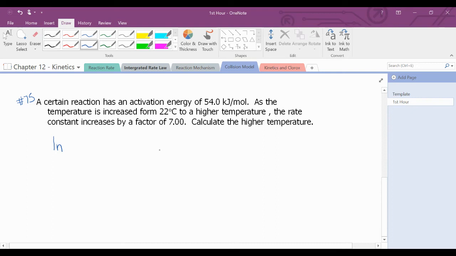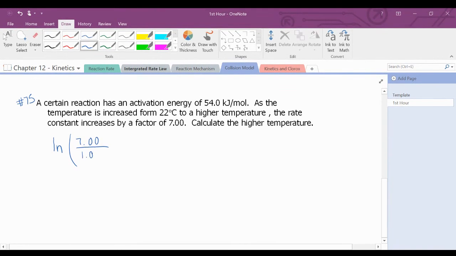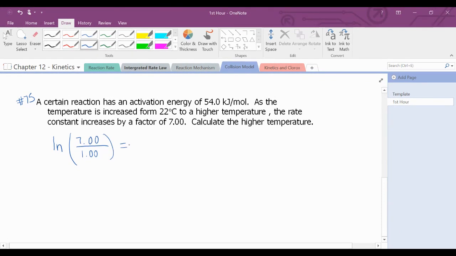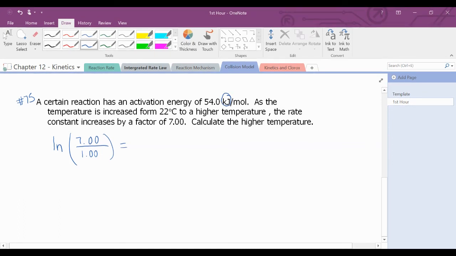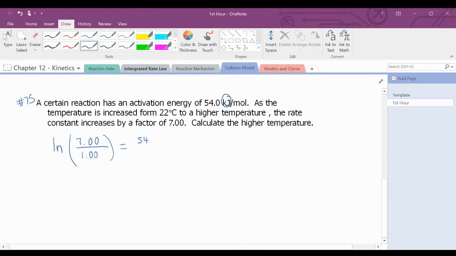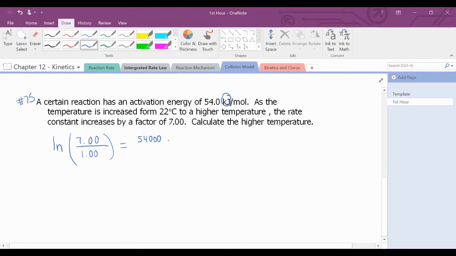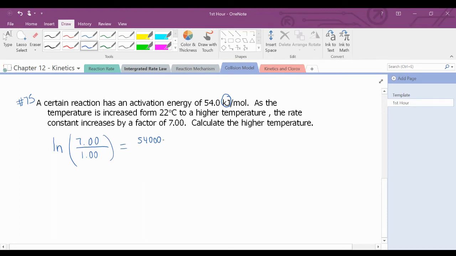Again, we want to make T2 our higher temperature. So we have a ratio of K2 over K1. And in the question, it tells me that the rate constant increases by a factor of 7. So we're going to make K2 7 and K1 1. Okay. Now again, my activation energy has units of kilojoules, so I needed to convert that to joules. And we know the universal gas constant.